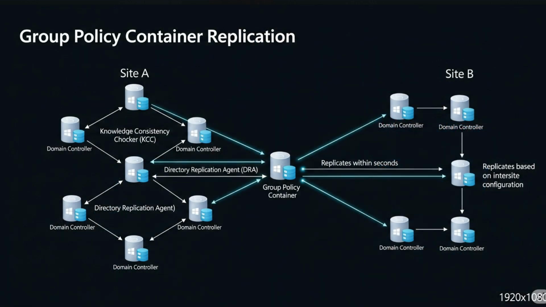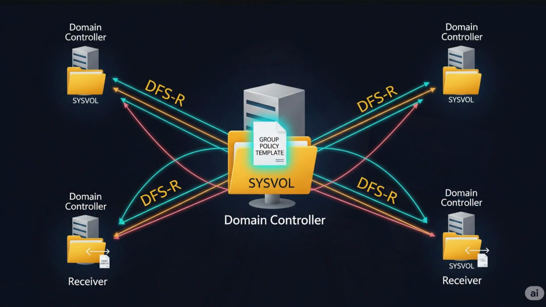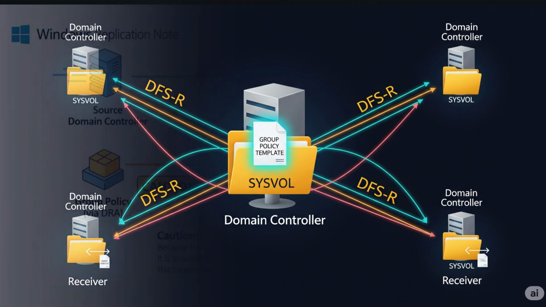The result is that the group policy container replicates within seconds to all domain controllers in a site and replicates between sites based on your inter-site replication configuration. The group policy template in the SYSVOL replicates by using the Distributed File System Replication, DFSR.